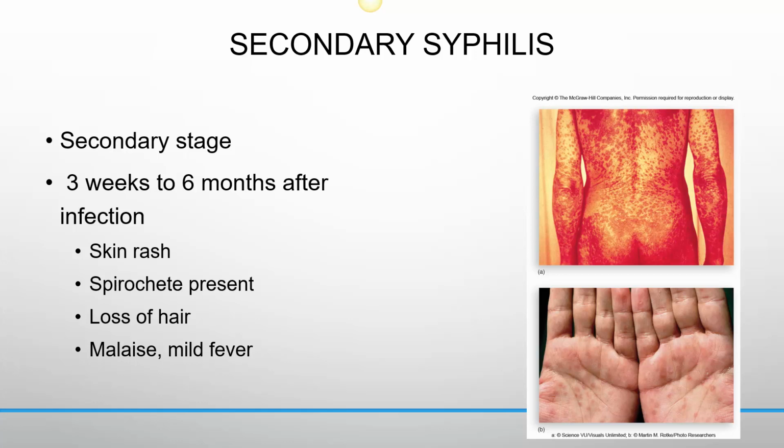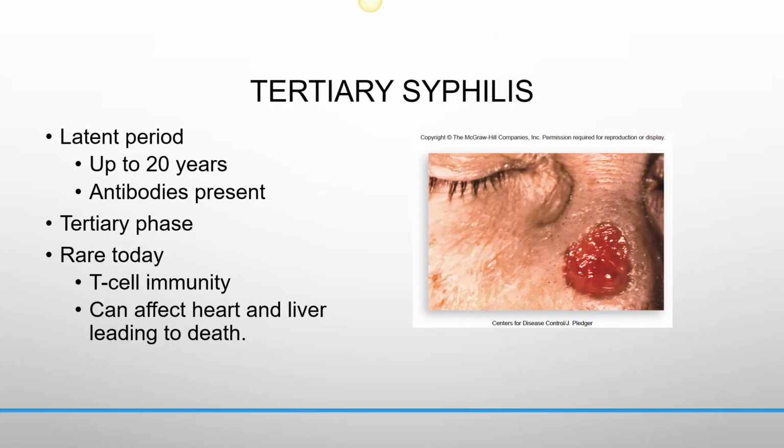This rash is very obvious and it's all over the body. The spirochete is present in the skin. The loss of hair happens, you have malaise and a mild fever. But if you don't go to the doctor, you could progress to tertiary syphilis.